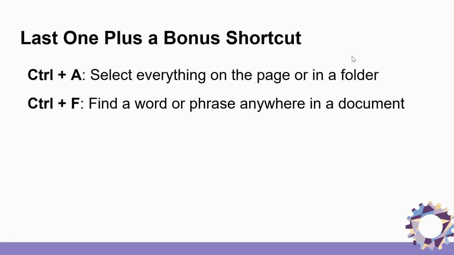Let's look at one last shortcut and a bonus one. Control-A selects everything on the page or in the folder, while Control-F finds a word or a phrase anywhere in a document. Let's look at those.